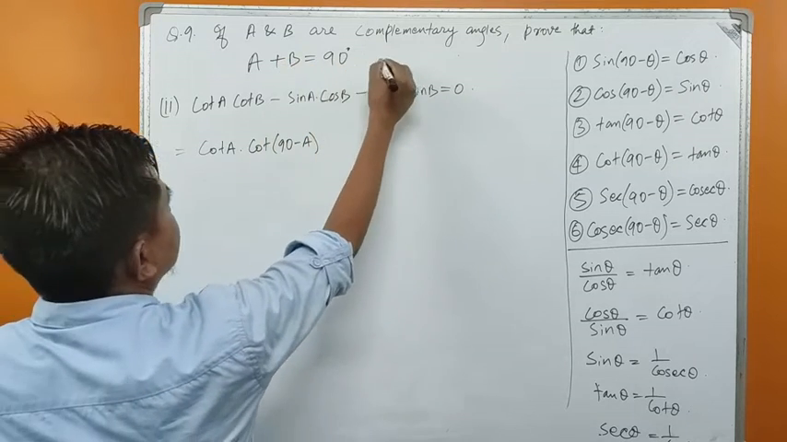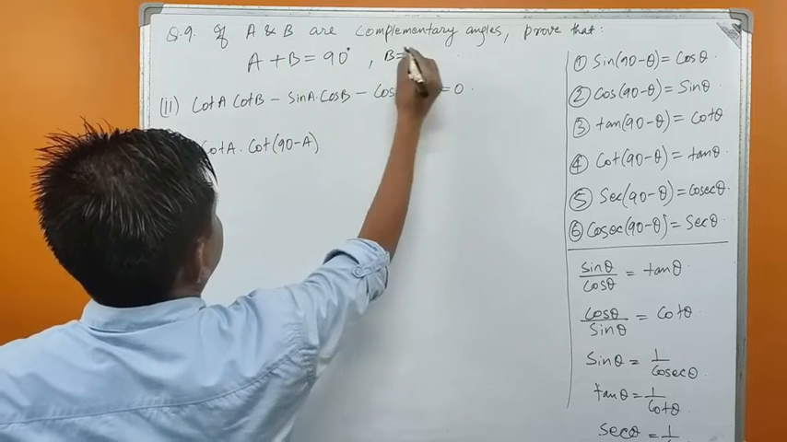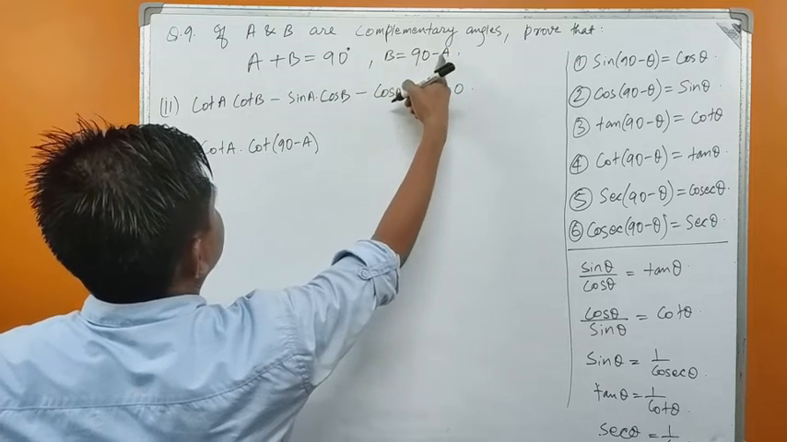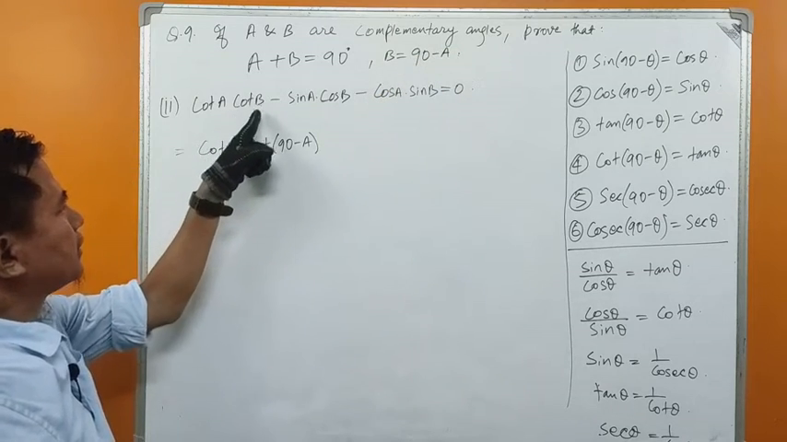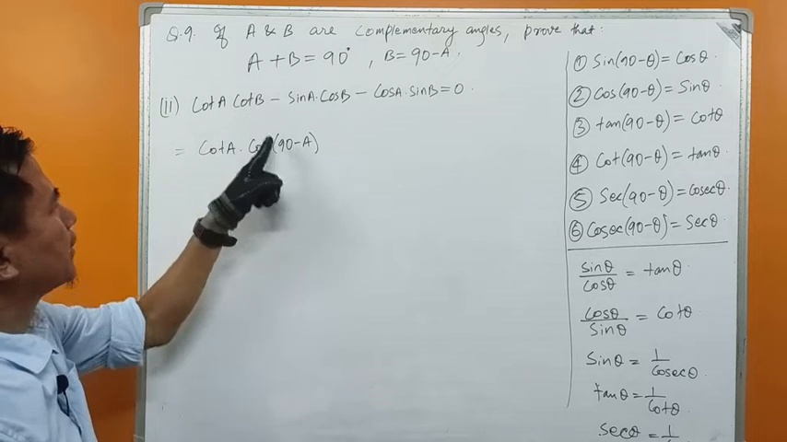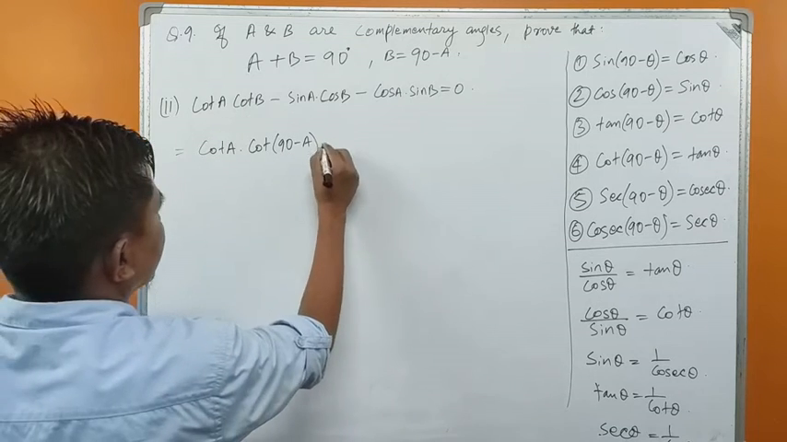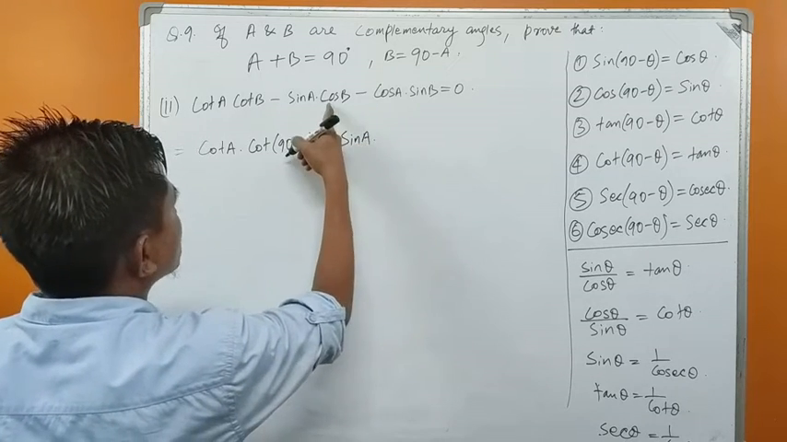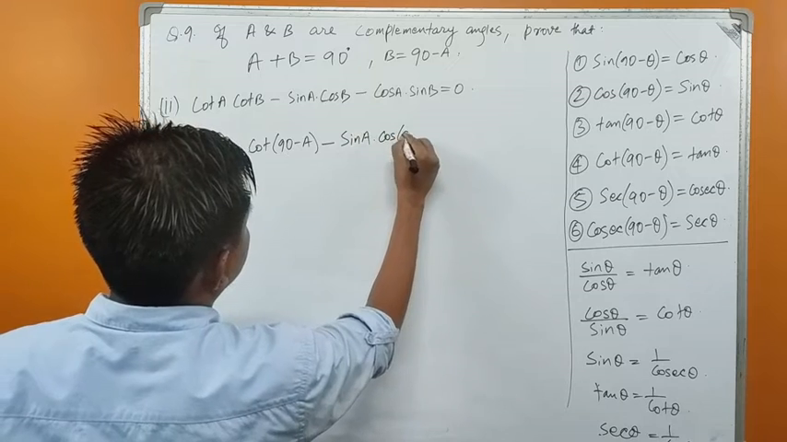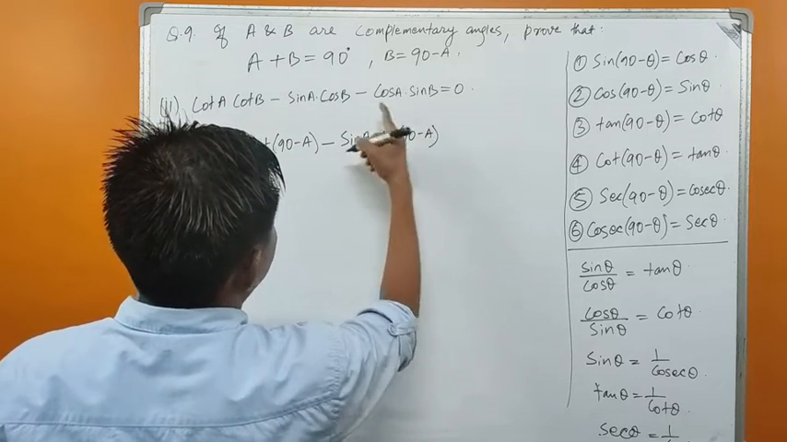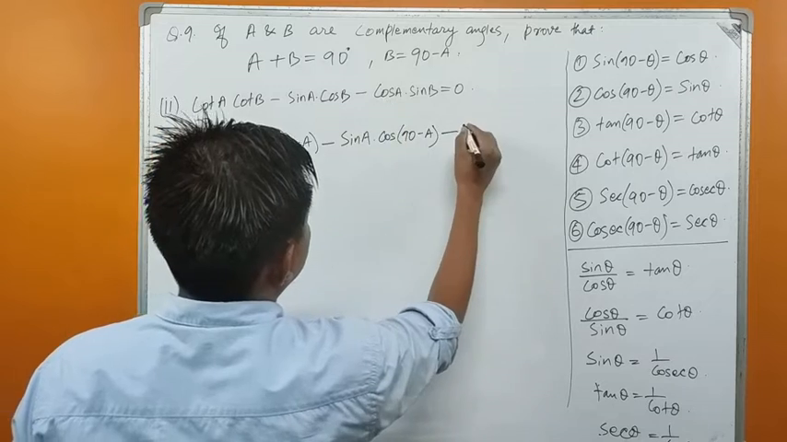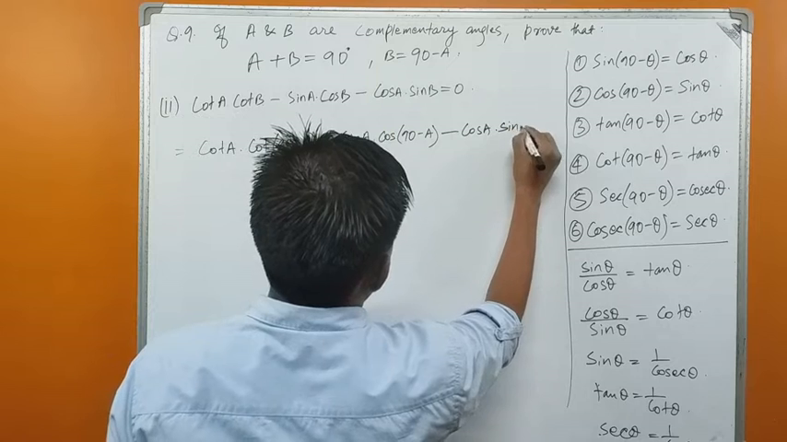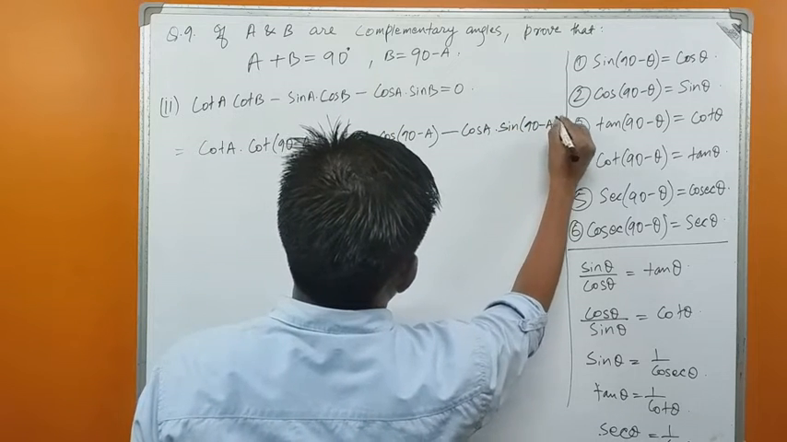Since a plus b equals 90, b equals 90 minus a. So instead of b, I can write 90 minus a. Minus sin a, I don't change this sin a, I copy as it is. Cos b means cos 90 minus a, minus, I copy this cos a as it is, cos a. Sin b means sin 90 minus a, isn't it?